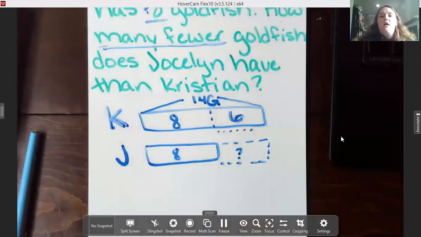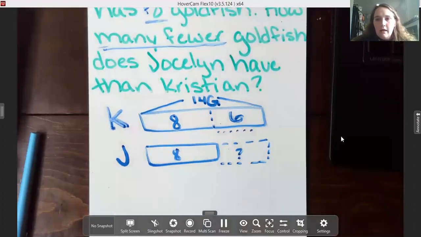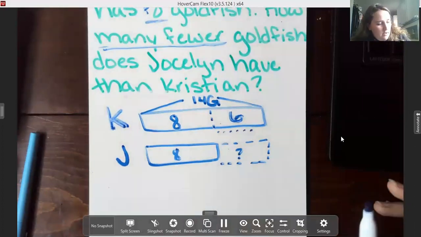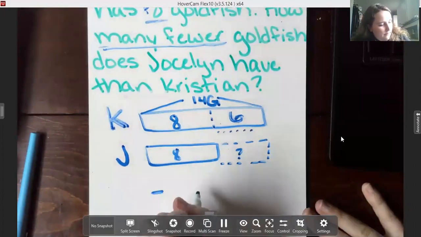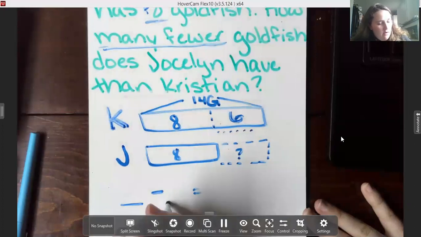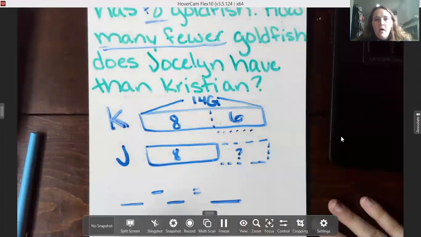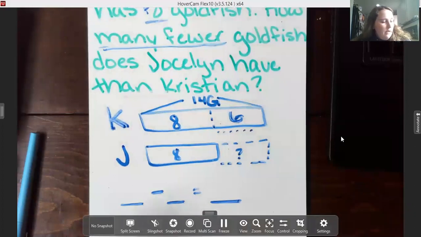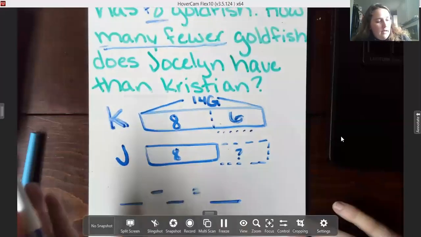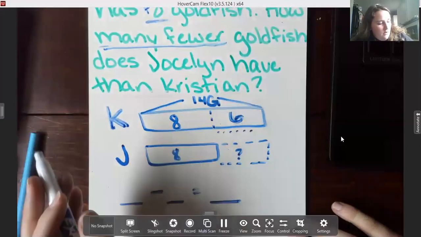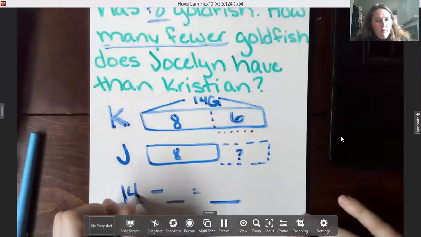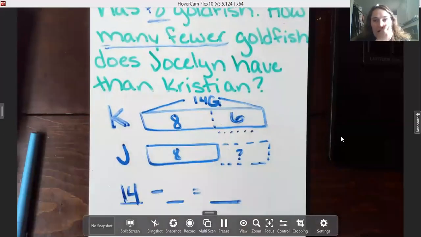So we talked about at the beginning that this is a takeaway problem. So I know that I want to do subtraction. So I'm going to draw a little outline for my subtraction number sentence so that I'm ready to go. Okay, now we all know, because we're great mathematicians, that we need to start with the whole. Okay, so our whole we decided was 14. So I'm going to write 14 in my first blank.